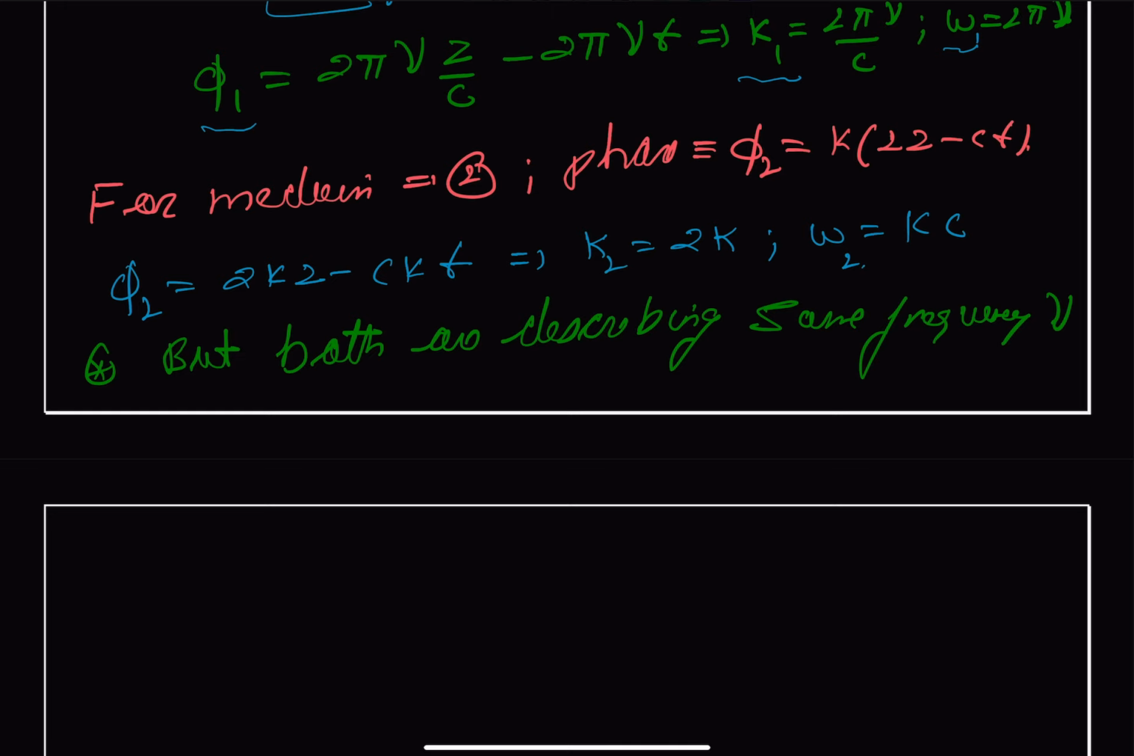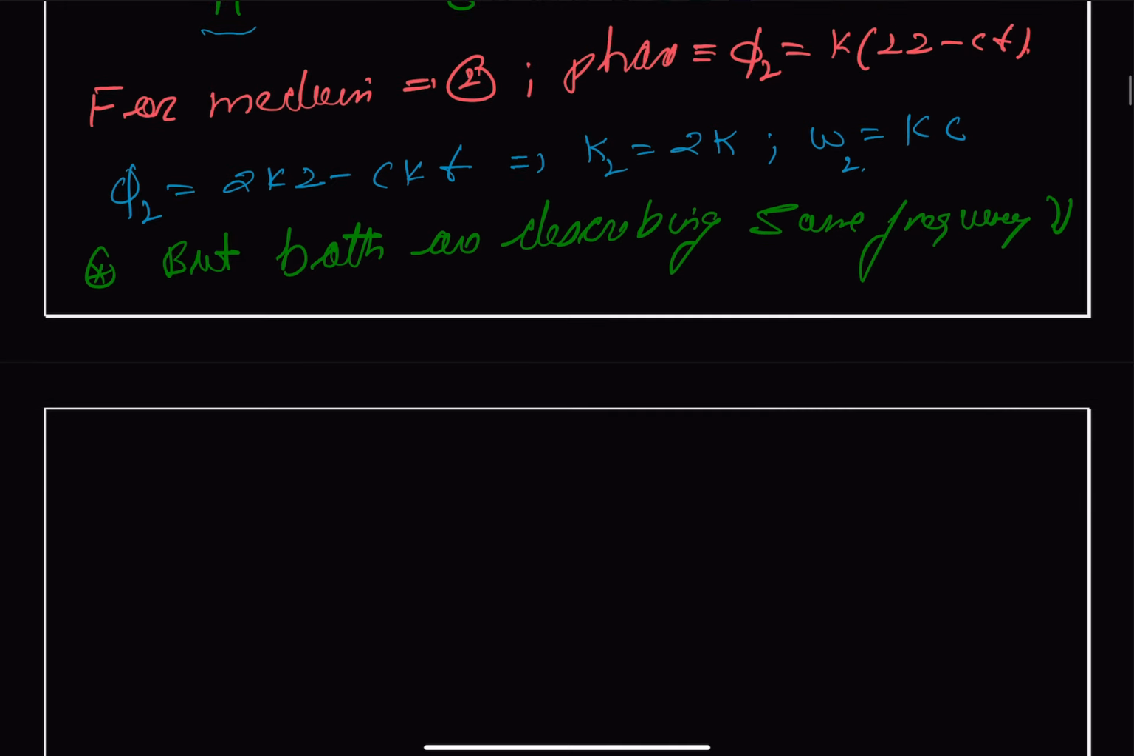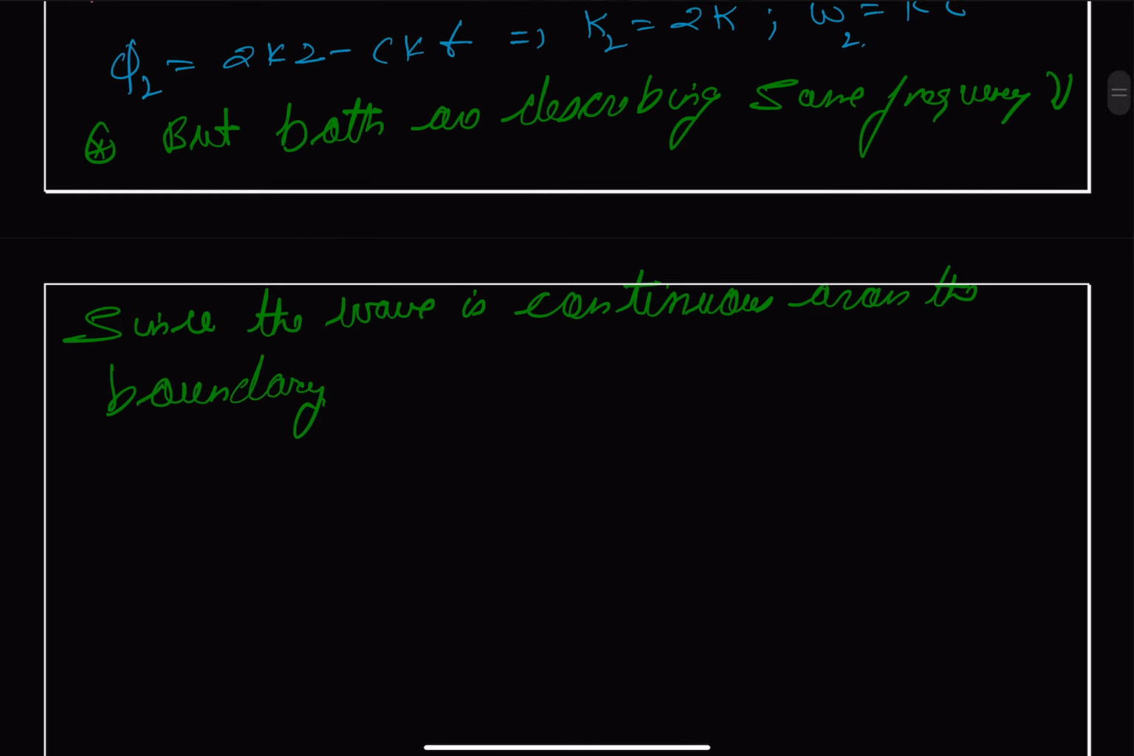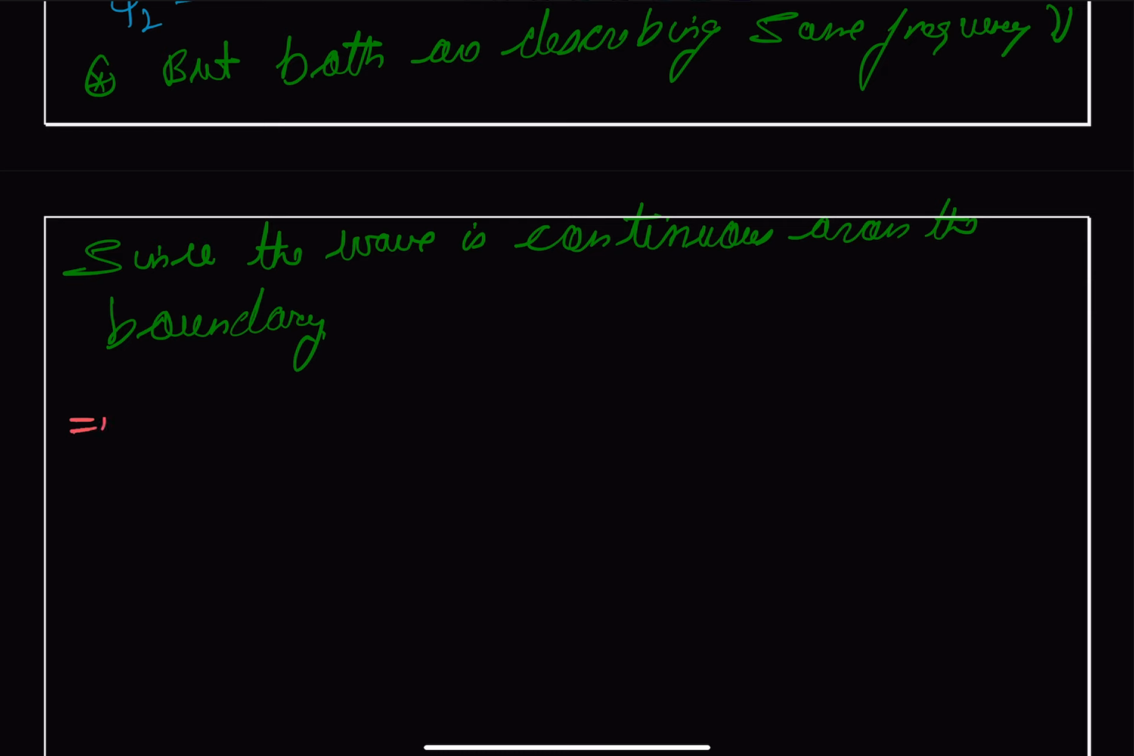That is our nu, since the wave is continuous across the boundary, therefore you can write for air.